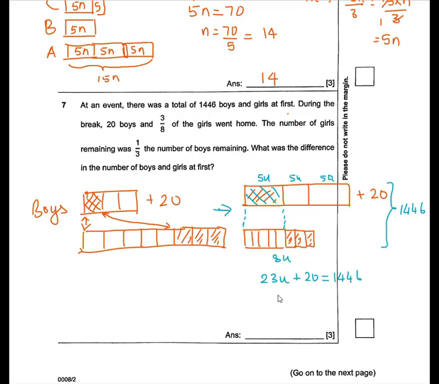And what is 23 units equal to? 1446 minus 20, so that will become 1426. So 1 unit is 1426 divided by 23. Let's try that. 1426 divided by 23. It's close here. So let me see, take 2. So 23 times 2 gives me 46. So 1 unit is equal to 62 here.